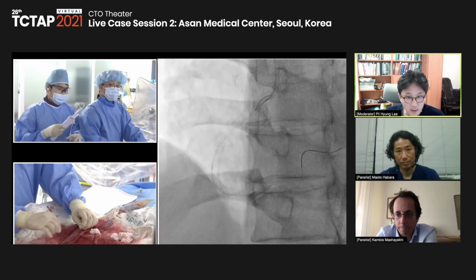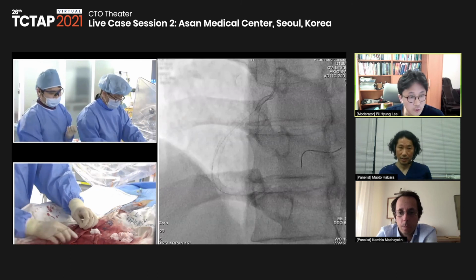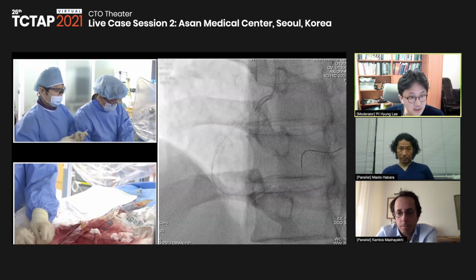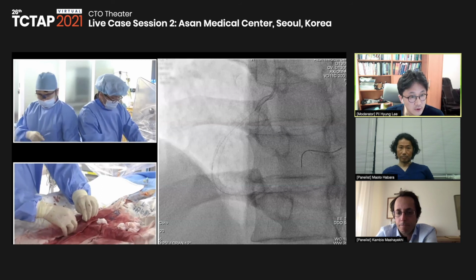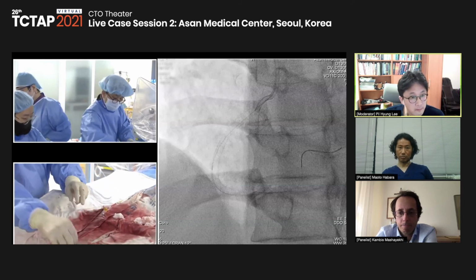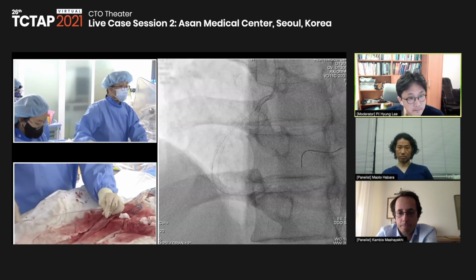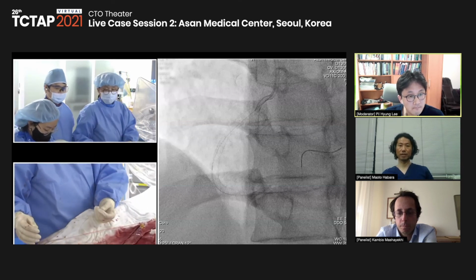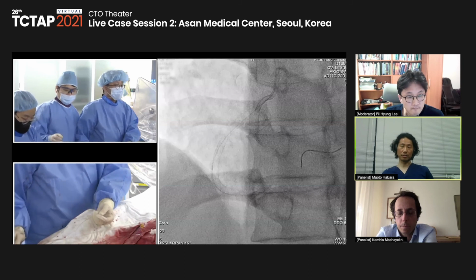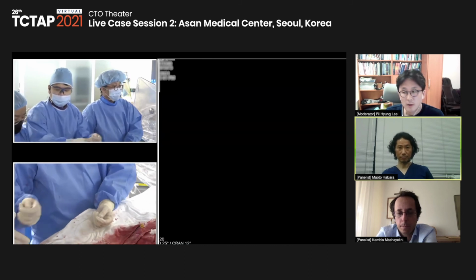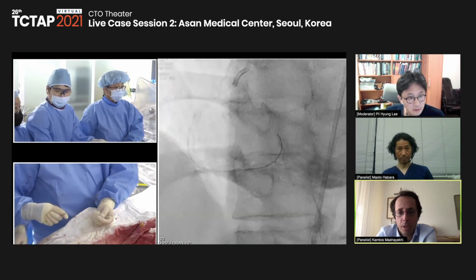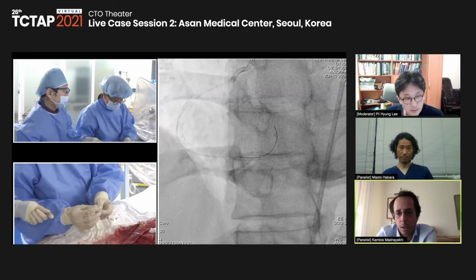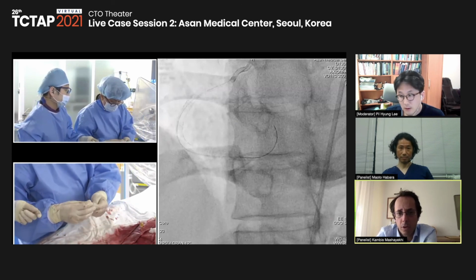Do you use DAPT more than 6 months or more than 12 months in this kind of long stenting procedure? What's your strategy? In this case it is not so complex, so usually 6 or 9 months, then I will change to single. Yeah. Same for me. So 6 months in this kind of case. 6 months is sufficient.